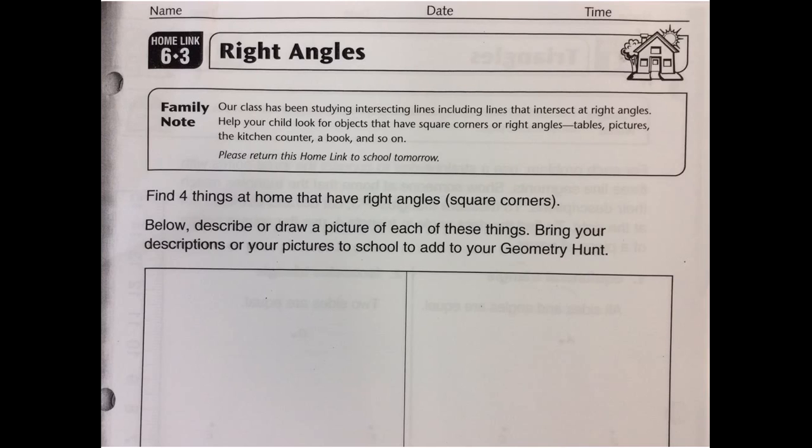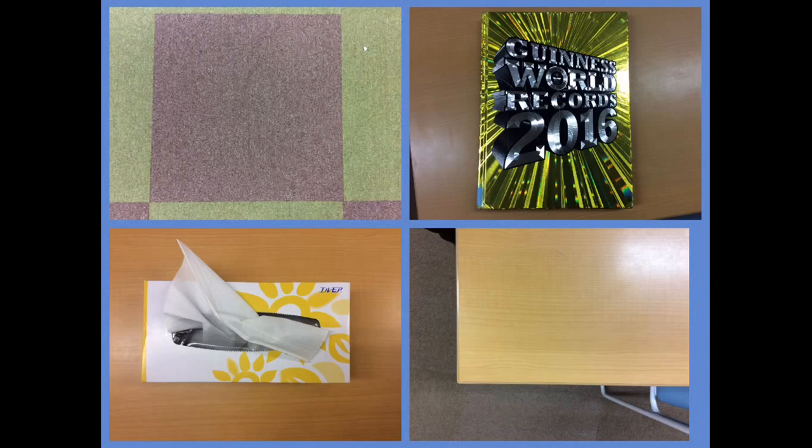Right, now quickly for Everyday Math 3rd grade, home link 6.3, called right angles. You're asked to find 4 things at home that have right angles, and you can draw a picture. My class is not doing this, so you don't need to do this part. But you could just draw a picture of where you see right angles, and if you look around, right angles are everywhere. Just in our media center, I took these photos.